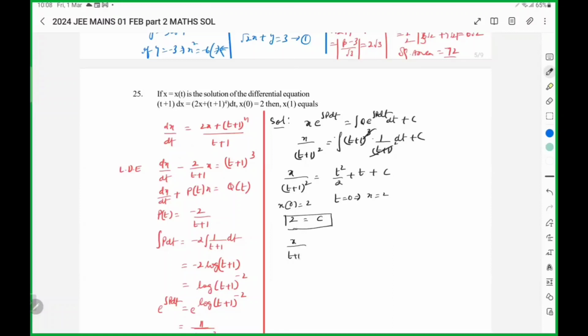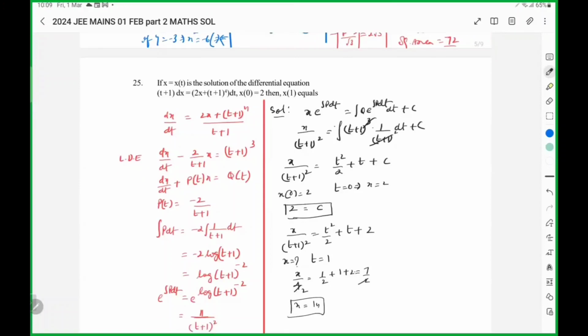Now the equation becomes... he is asking x of 1. What is the x value when t is 1? Half plus 1 plus 2, 6, 7 by 2. So the value of x is 14.